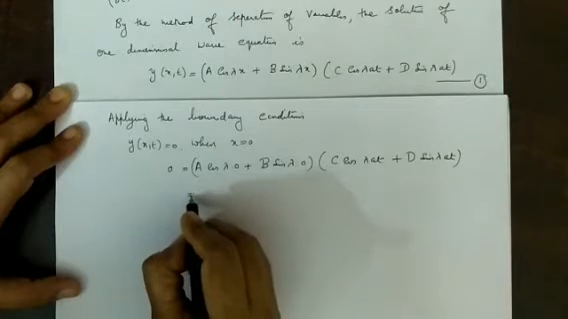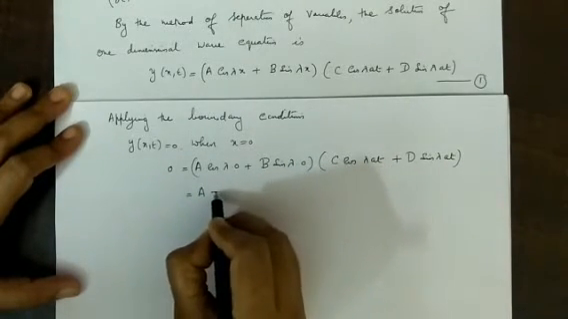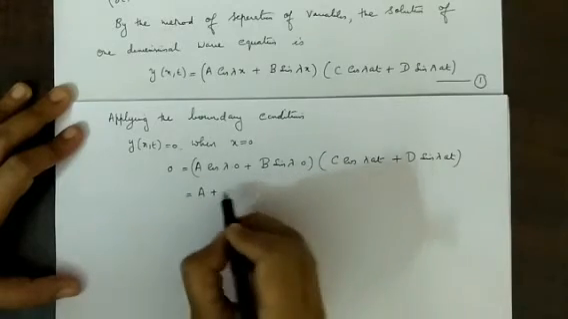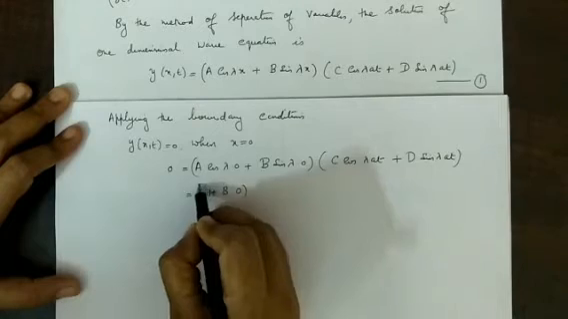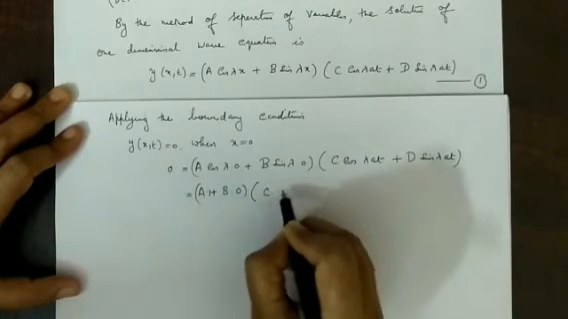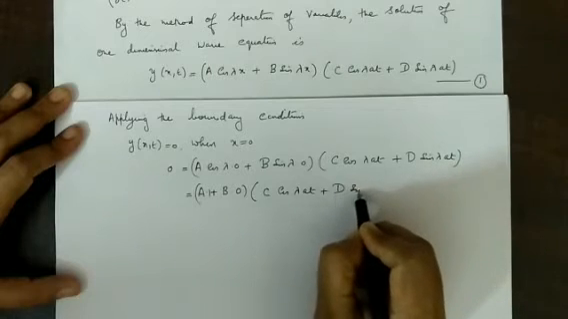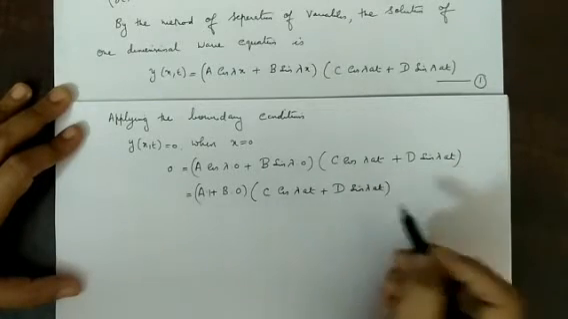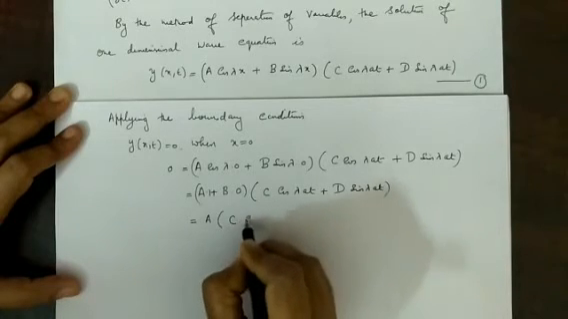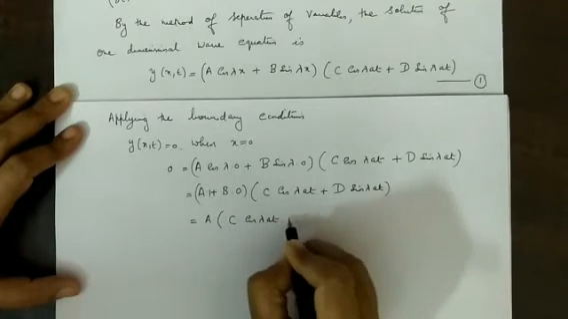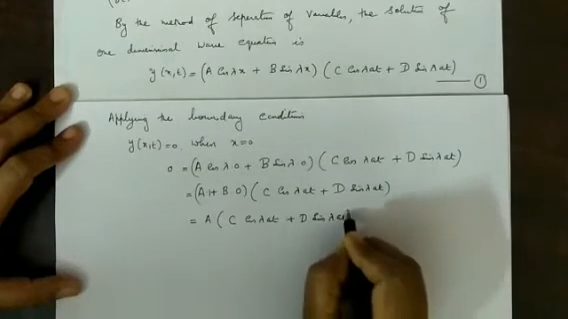Now cos 0 is 1. Therefore we have a into 1 plus b into 0. The other terms are the same: c cos λat + d sin λat. That is a(c cos λat + d sin λat).